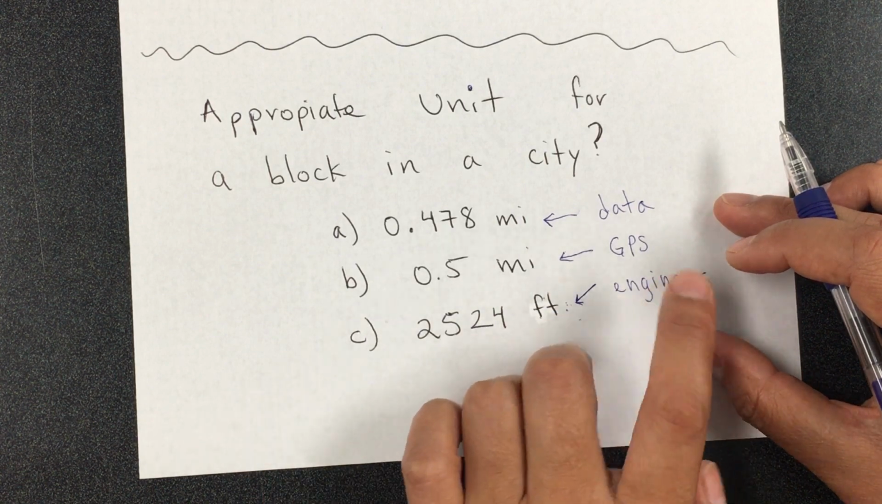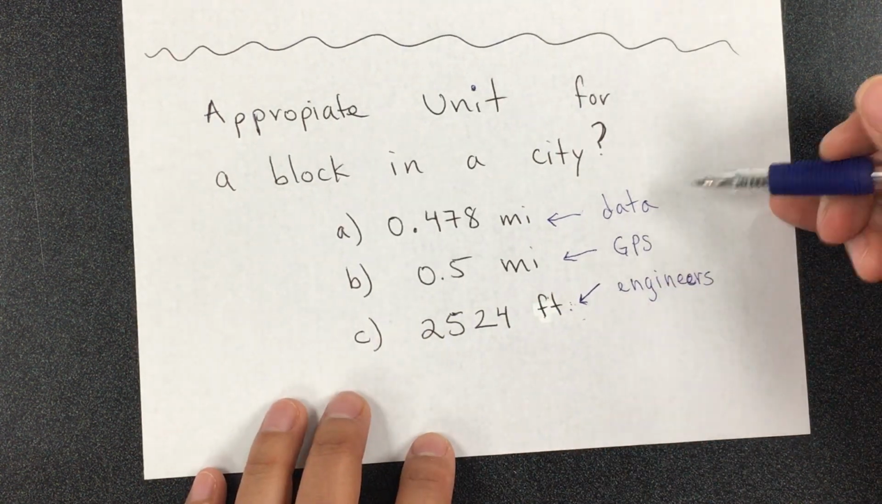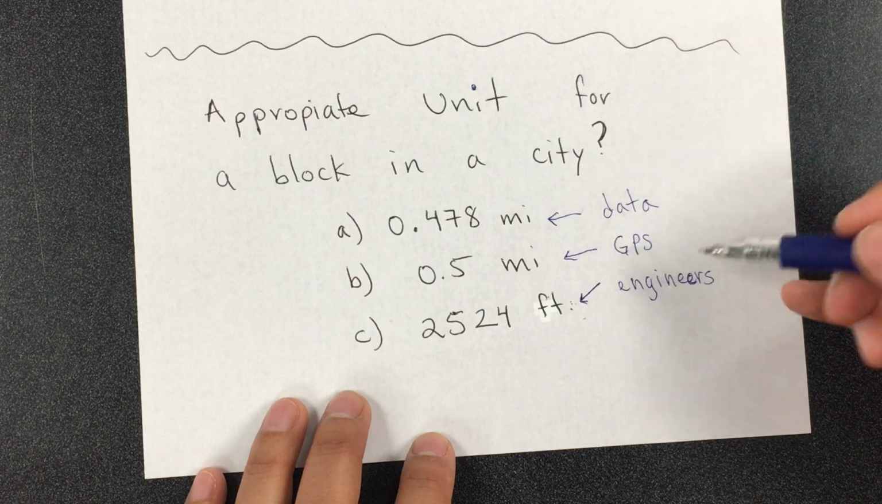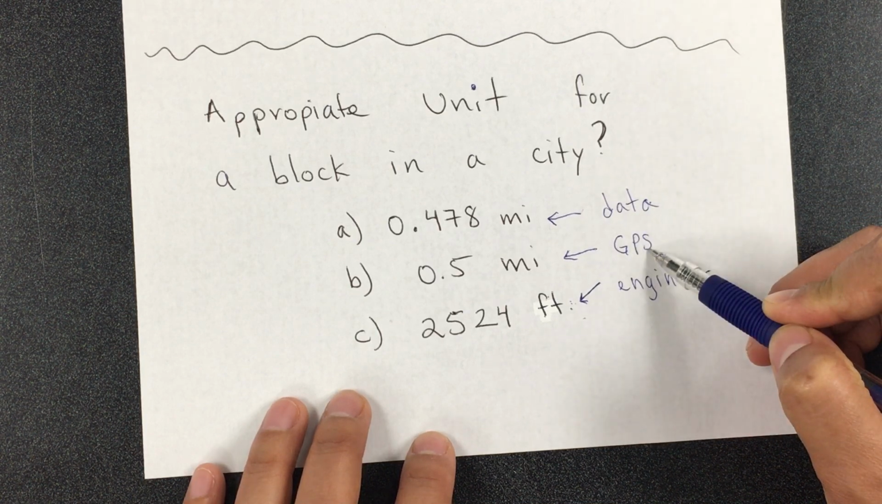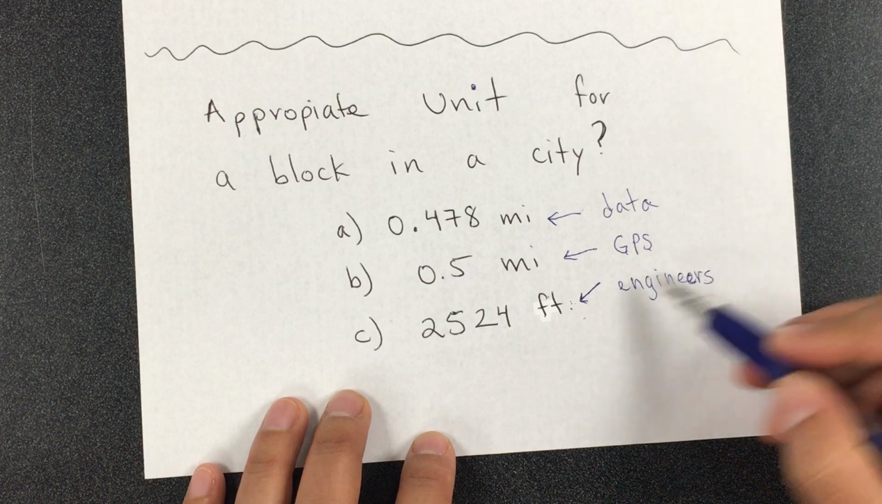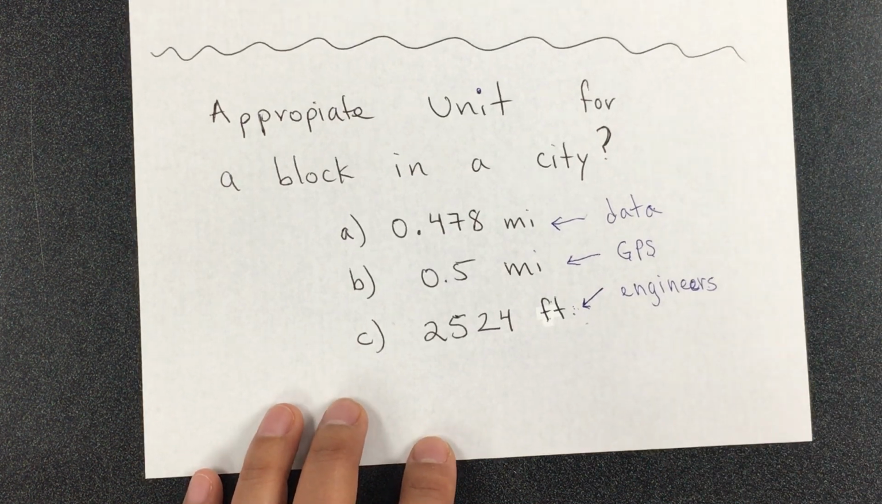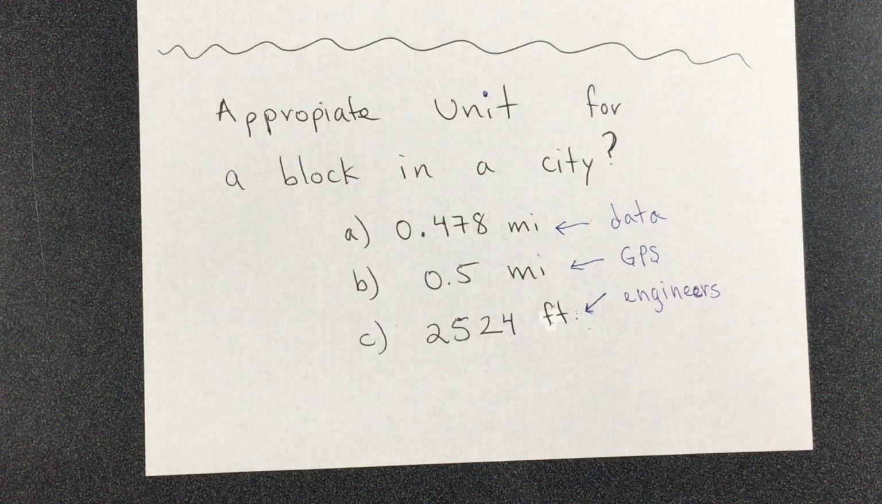Okay, where engineers will be. So it all depends on where you're at. Okay, this is just for information. This is for GPS, you can just round, and then engineers have to be very specific. Okay, with this you can work on 1.4 and have fun.